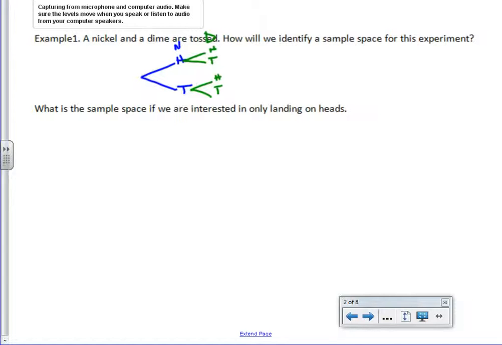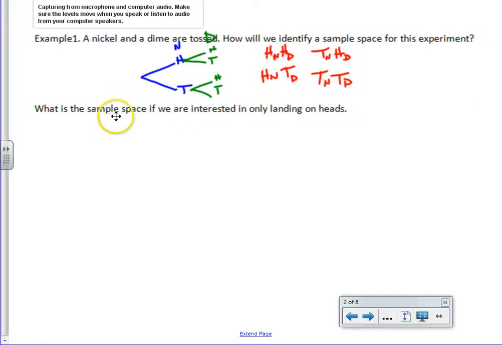But the way we notate the outcome is really important. For instance, this first branch up here, the nickel landed on heads and the dime landed on heads. So I might notate that as heads with a subscript of N for nickel and heads with a subscript of D for dime. The second branch is heads for the nickel, tails for the dime. My third branch is tails for the nickel, heads for the dime. And my fourth branch is tails for the nickel and tails for the dime. So there's my 4 outcomes listed out.